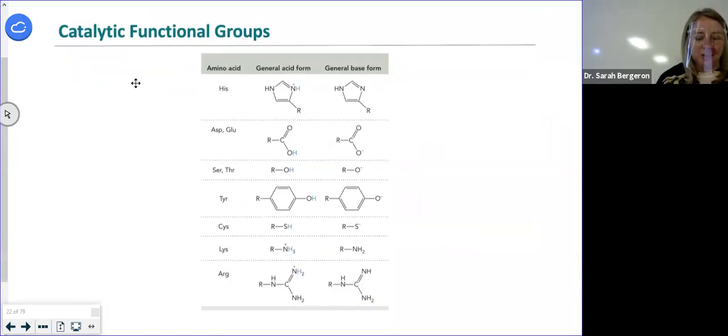Okay, so we said there were 3 different common mechanisms that enzymes use. What were the 3? Acid base, covalent, and metal ion. Okay, let me put my chat. I forgot about my chat. Okay, and then there are 2 different kinds. We're going to first talk about acid base. There are 2 different kinds of acid base catalysis. One is general, which refers to what?